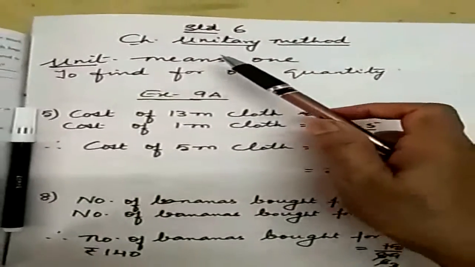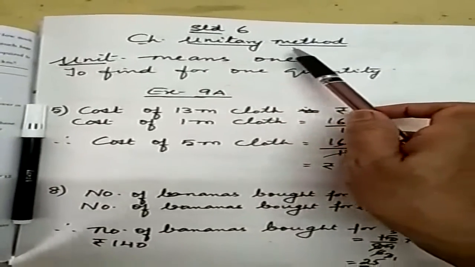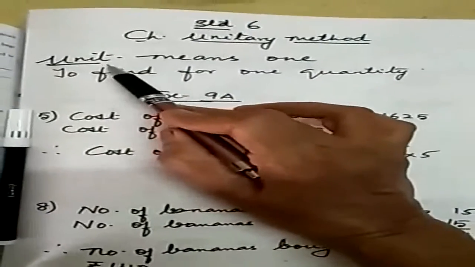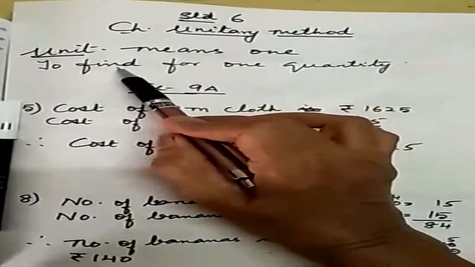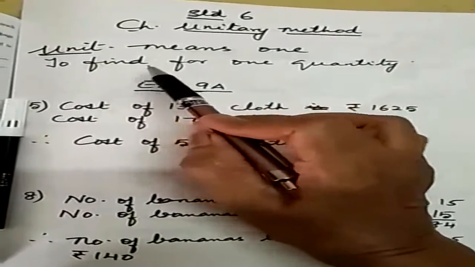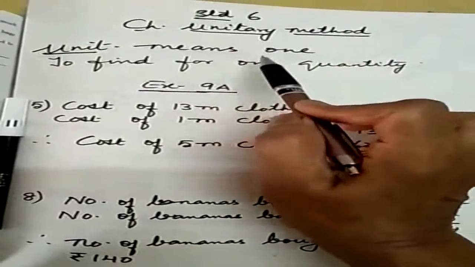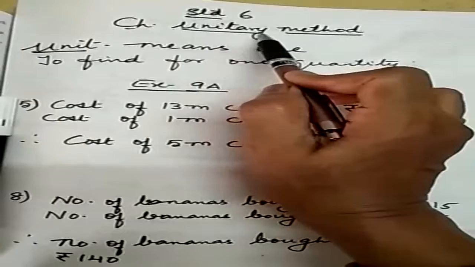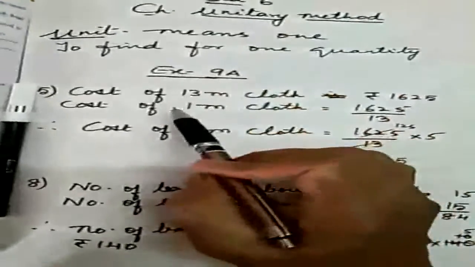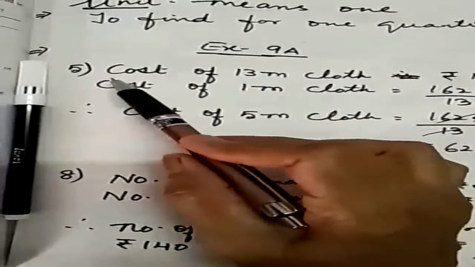Standard 6 children, now we will be doing the chapter Unitary Method. By the word unit, what does it mean? Unit means one. So in this chapter we are going to find the value for one quantity. To find it for one quantity, we call this method the unitary method.